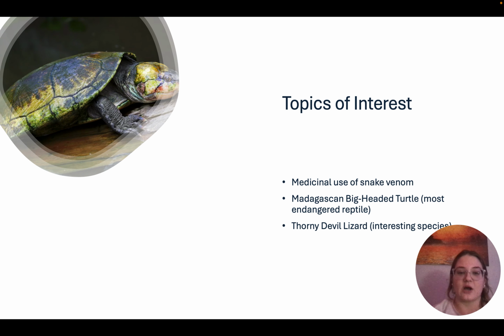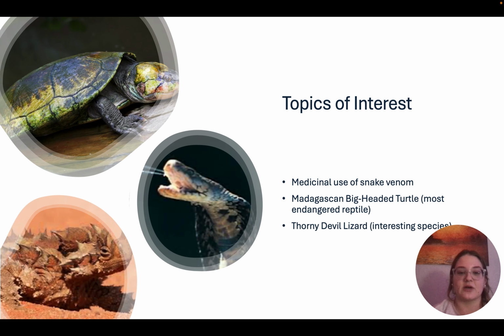So, going over some topics of interest with reptiles: snake venom from reptiles is used medicinally, the Madagascan big-headed turtle is the most endangered reptile, and the most interesting species, in our opinion, is the thorny devil lizard. Let's go over the Madagascan big-headed turtle because it is the most endangered reptile.